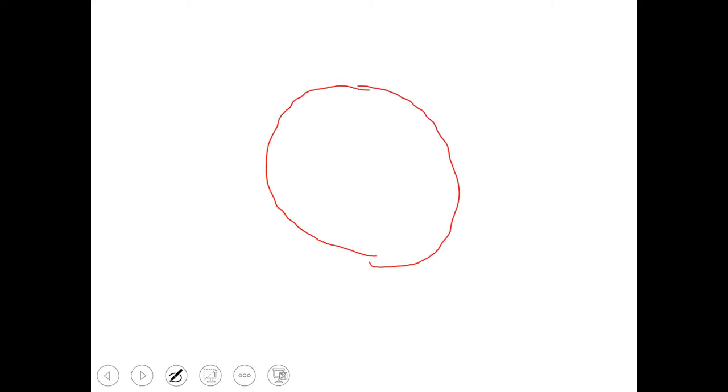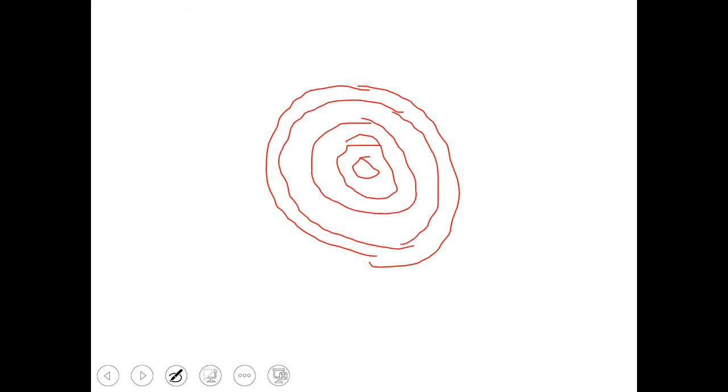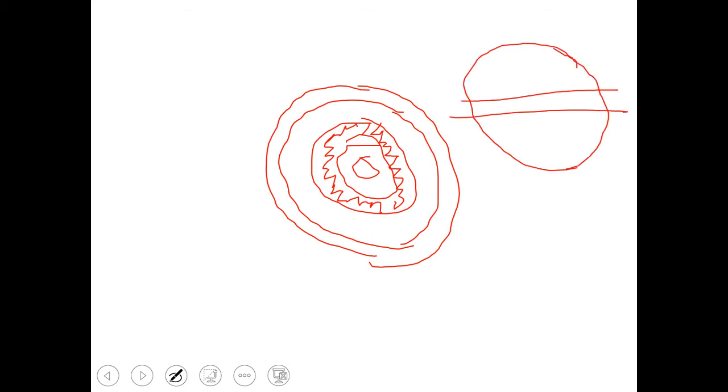Suppose we have a disk. We try to separate it like this, into many rings. Suppose we know the E field generated by each ring, then we can sum them together. You may also ask whether we can separate it in another way.